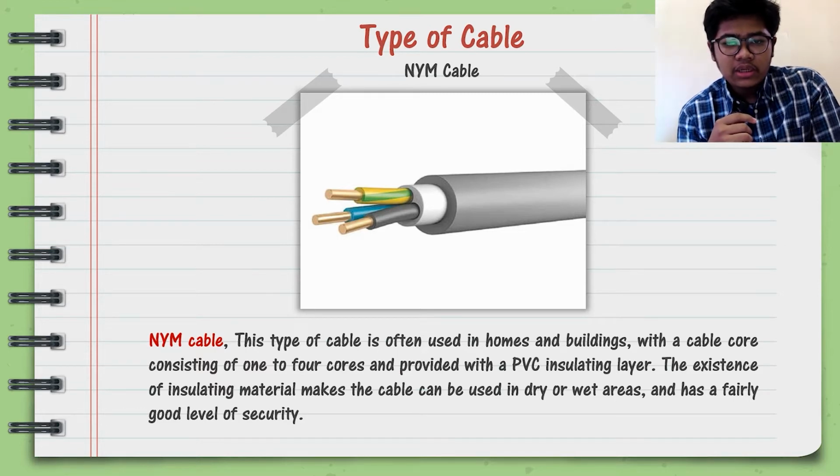NYM cable. This type of cable is often used in homes and buildings, with a cable core consisting of 1 to 4 cores and provided with a PVC insulation layer. The existence of insulating material makes the cable usable in dry or wet areas and gives it a fairly good level of security.